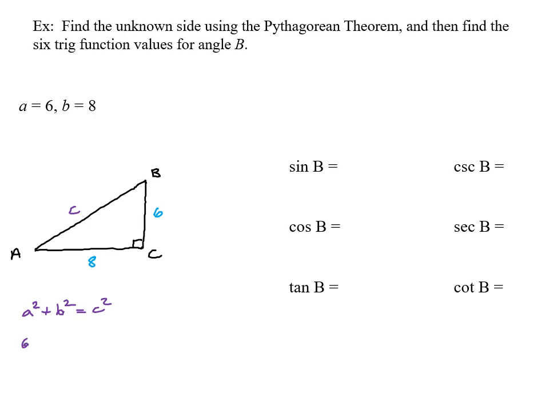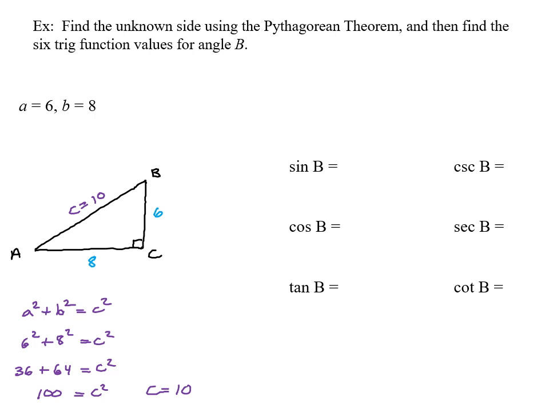So I'll get 6 squared plus 8 squared equals C squared. That is, 6 squared is 36, 8 squared is 64. That makes 100. So C was 10 if you take the square root of that. This is also a 3, 4, 5 triangle. It's just been doubled to make it 6, 8, 10.